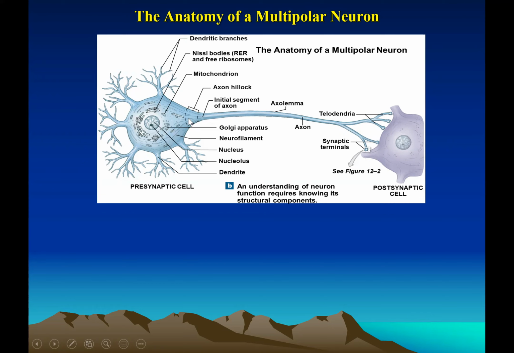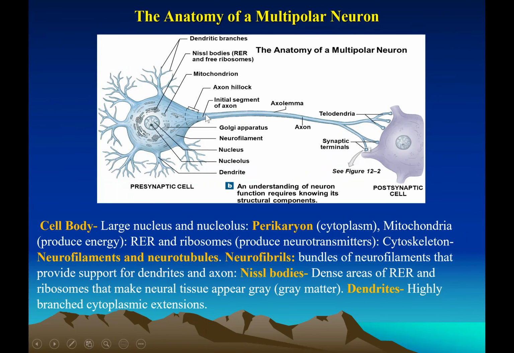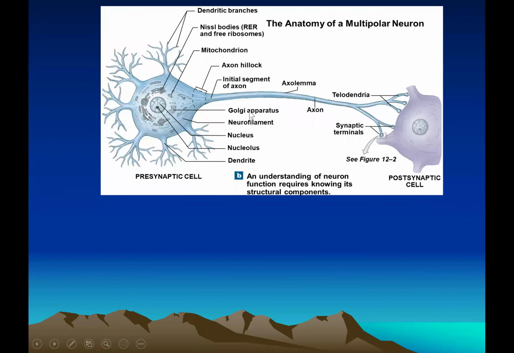There is one very long cytoplasmic extension. It is called axon. The cell membrane of the axon is called axolemma, and the cytoplasm is axoplasm. There can be branches in the axon. They're called collaterals. And then it ends in tiny branches called telodendria. And the telodendria will end in terminals called synaptic terminals. And this is where the synaptic cleft is.